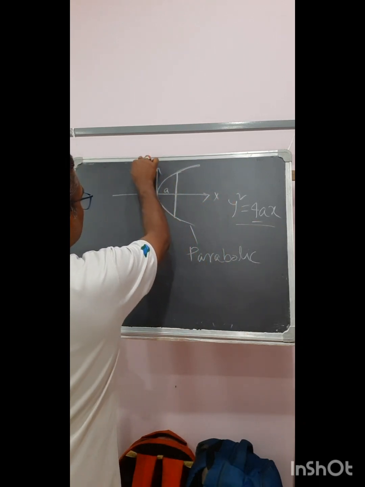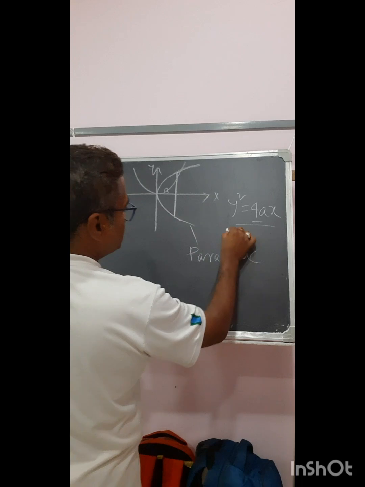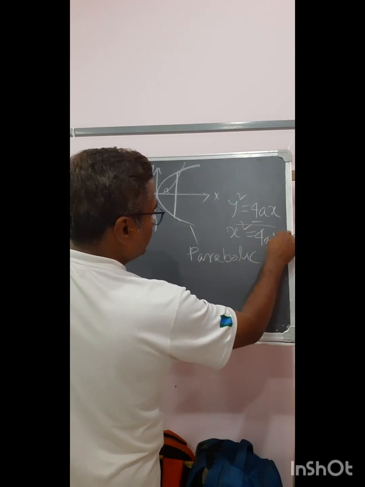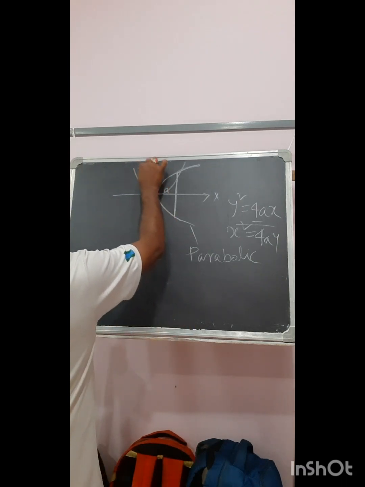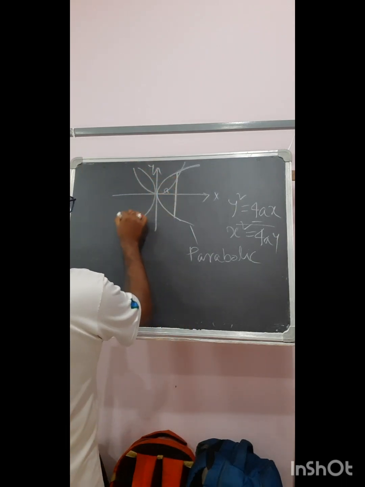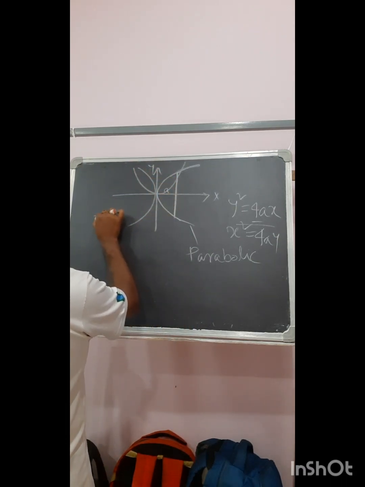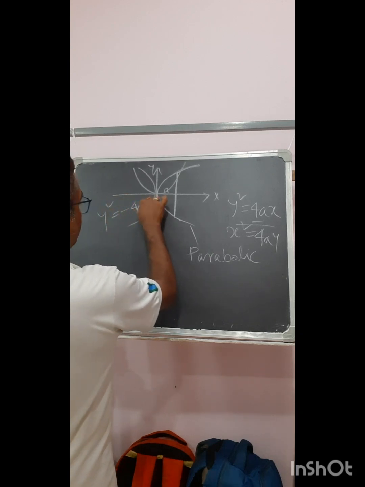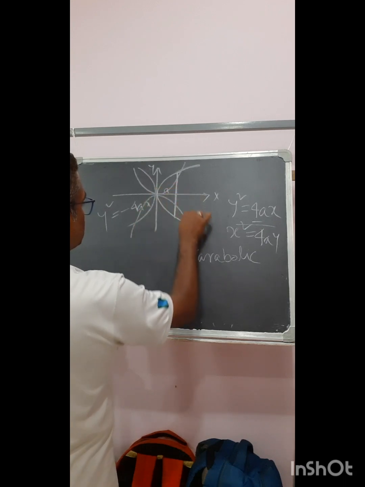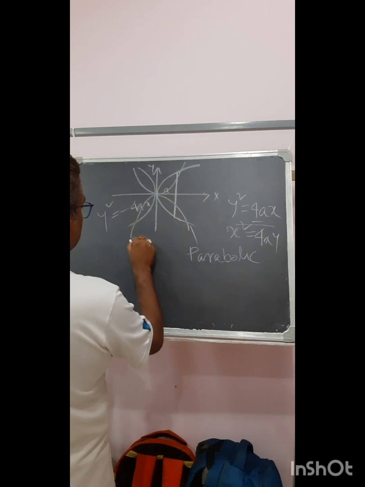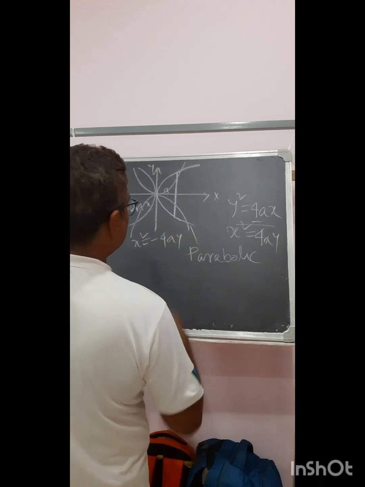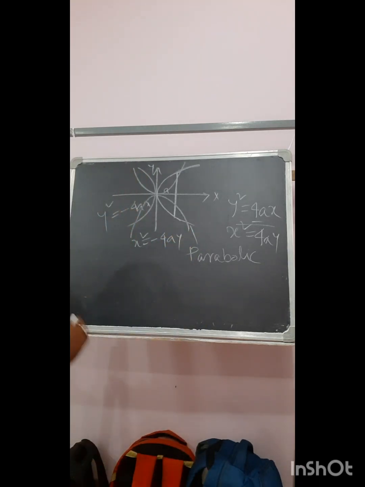When it is open towards the positive y-axis, this would be denoted by x square equals 4ay, and if it is on the negative side, it will be y square is equal to minus 4ax, and when it is towards the negative y-axis, it is x square equal to minus 4ay. So these are the four kinds of parabolas you can find.